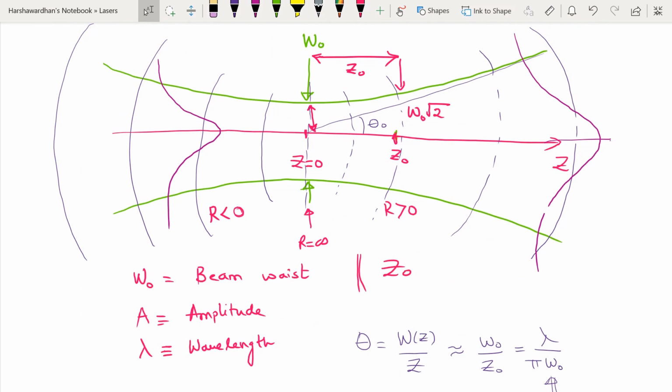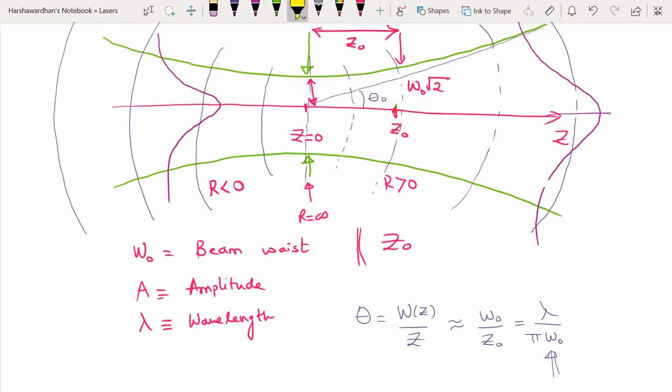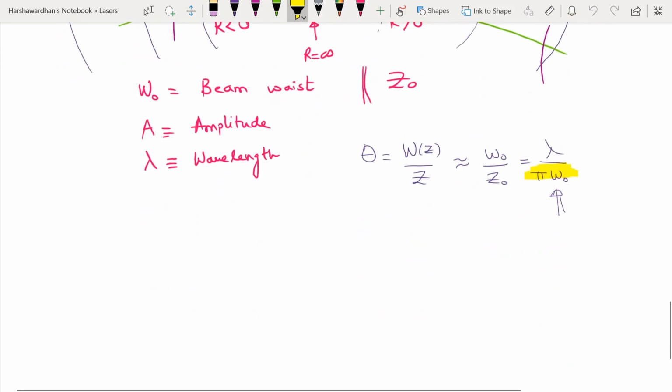So one can write down that angle, as a small angle approximation, as simply W divided by Z, that as you decrease W naught, that is, as you make the beam narrower at Z equal to 0, the beam waist is narrow, the angular divergence of the beam is going to dramatically increase, right? That is the form for the Gaussian beam.